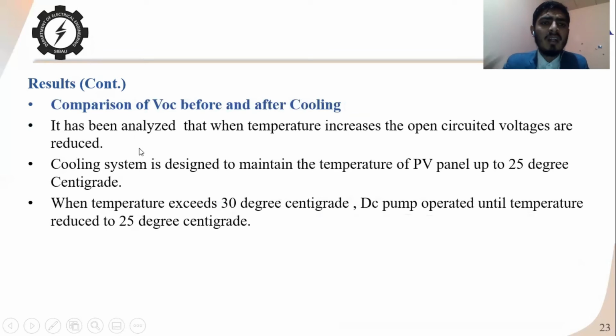Now we have done the comparison, to see whether the project we have designed is working or not, maintaining the temperature and keeping the VOC open circuit voltage up to its rated value. It has been analyzed that when temperature increases, the open circuit voltage is reduced. So the cooling system is designed to maintain the temperature of the PV panel at 25 degrees centigrade, and when temperature exceeds 30 degrees centigrade, the DC pump operates until the temperature is reduced to 35 degrees centigrade. It means our project worked properly.